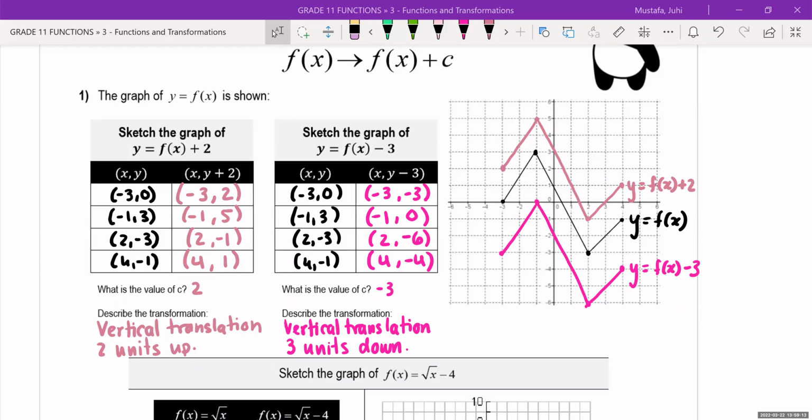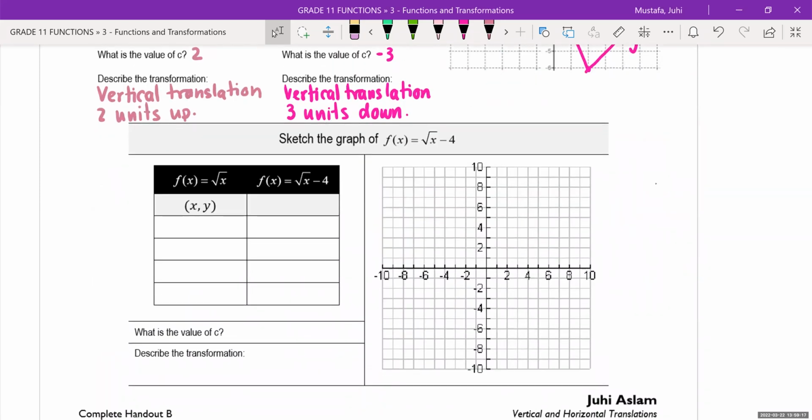Okay, so let's go on to the next question. It says, sketch the graph of f of x is equal to square root x minus 4. But I want to start off by actually graphing the parent function, which is the function we learned yesterday. So every single time I do a question like this, I'm always going to give you 2 grids. The one on the left refers to the parent function. We always start there. Do you guys remember what x values we used for our square root graph?